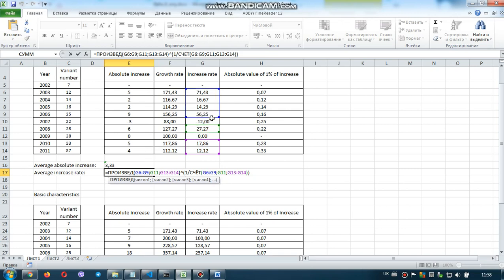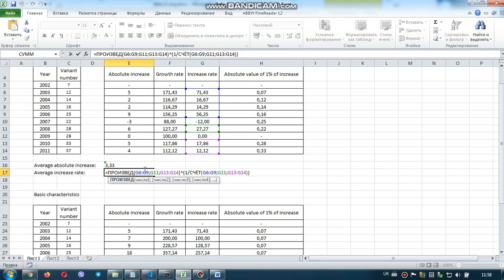Why did we choose these values? We chose this value because we'll obtain a mistake if we calculate the root from the minus value and will have zero value if we include 0 into product. That's why we have included these values minus 12 and 0.